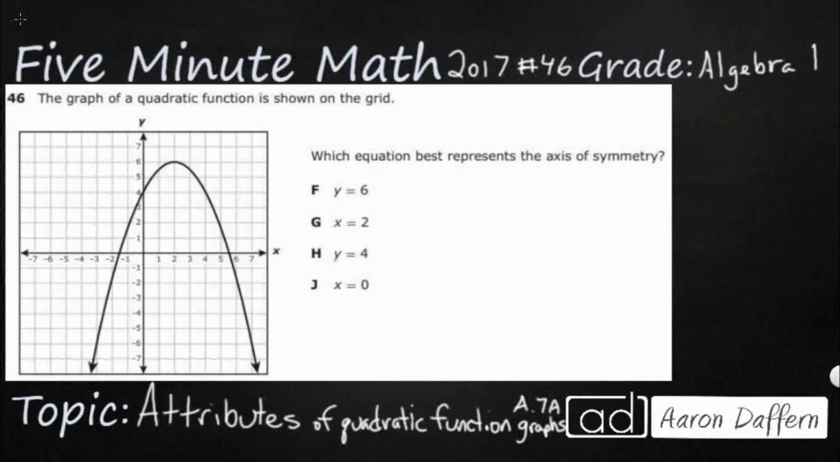Today we are looking at the Algebra 1 concept of attributes of quadratic function graphs. This is standard A.7A in the great state of Texas, and we are using item number 46 of the 2017 released STAAR test. If you haven't done so already, please go ahead and take a moment to pause the video, work this problem out on your own, unpause it, and we will look at our answers together.